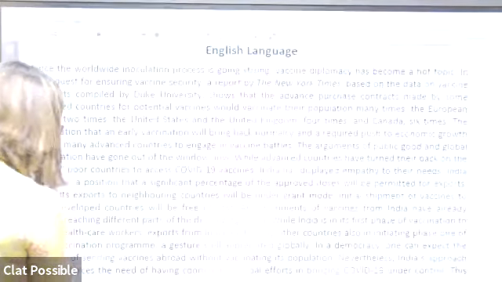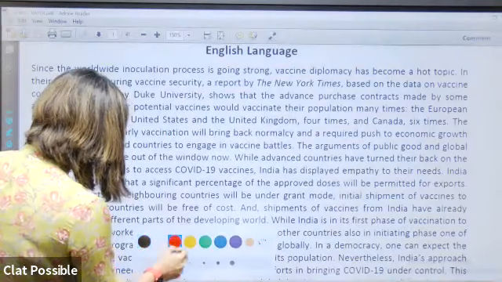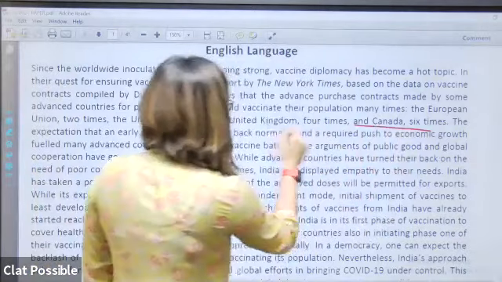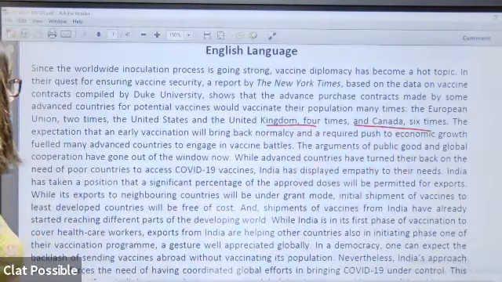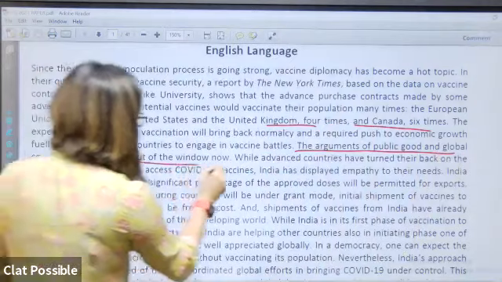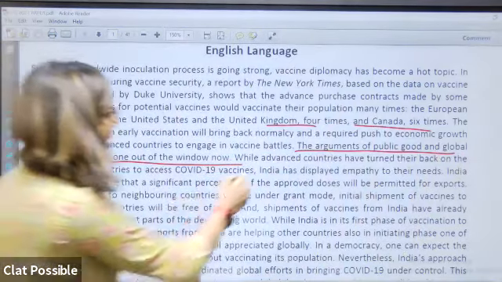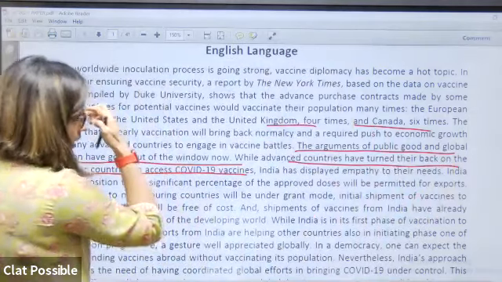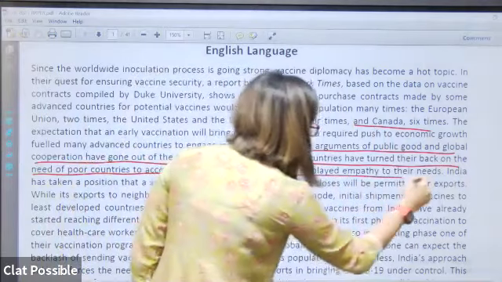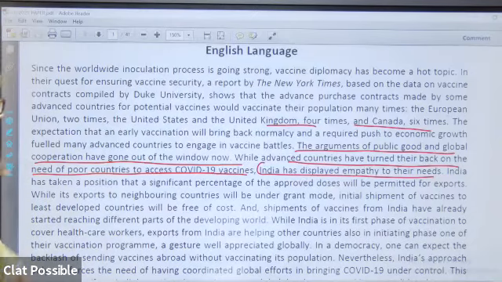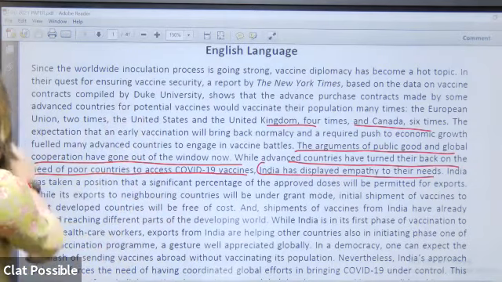So let me just quickly choose the pen and show you all these things. So 6 times, 4 times, right? The arguments of public good and global cooperation. So these were some of the keywords that have gone out of the window, and advanced countries have turned their backs on the need of poor countries to access vaccine. Now, this is where the term comes in. India has displayed empathy to their needs and has gone ahead and exported these vaccines. So this is what mostly this passage talks about.